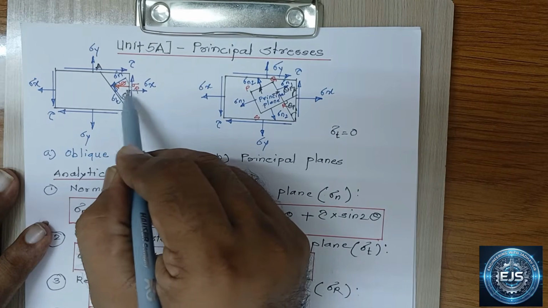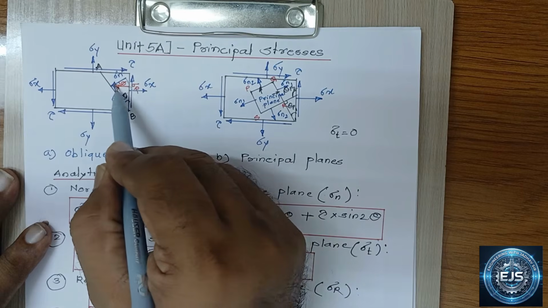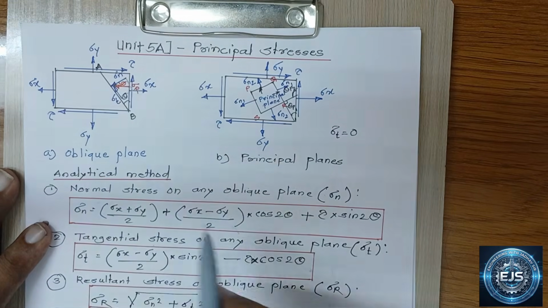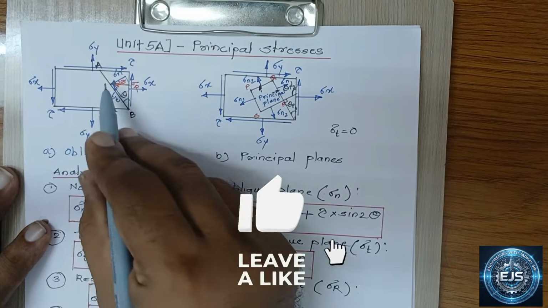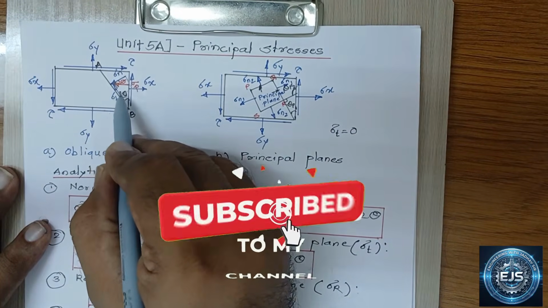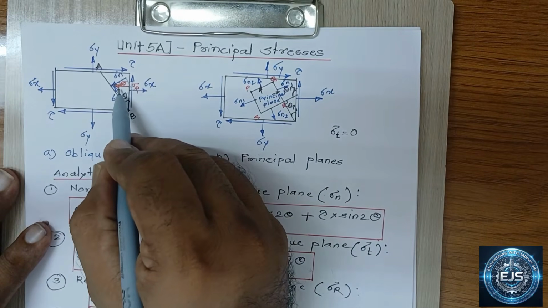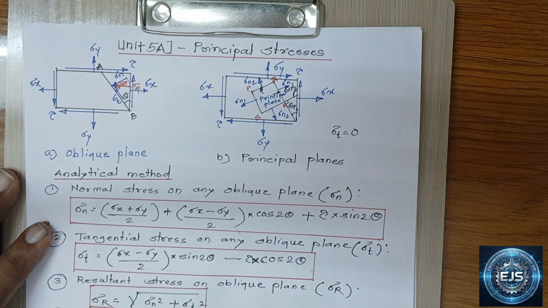So sigma r is the resultant of normal stress and tangential stress acting on an oblique plane, and angle made by this resultant stress with the normal stress direction is called as the angle of obliquity. So phi is the angle of obliquity, and first figure shows AB oblique plane which is inclined at an angle theta, और उस पे दो stress है sigma n और sigma t, और दोनों का resultant है sigma r. Sigma r is inclined at an angle phi, which is called as the angle of obliquity.